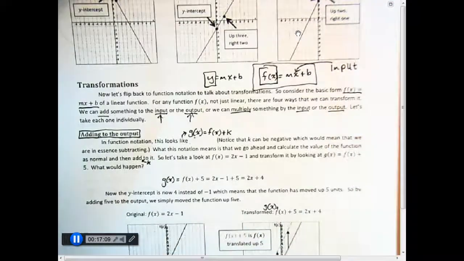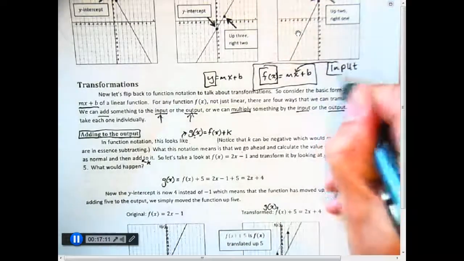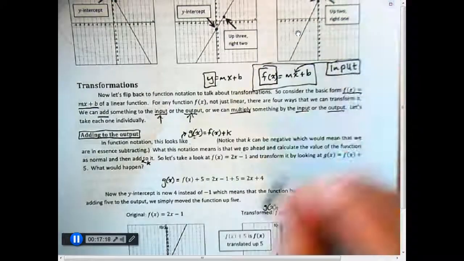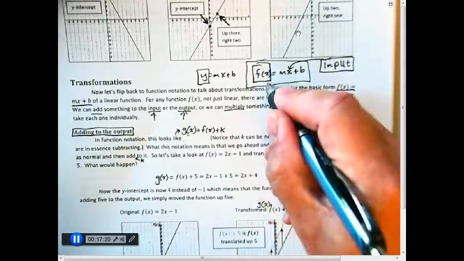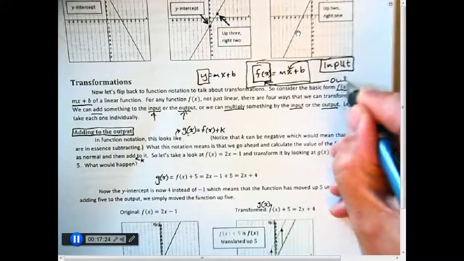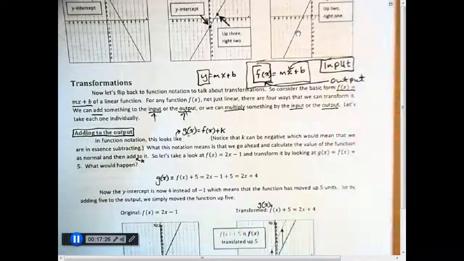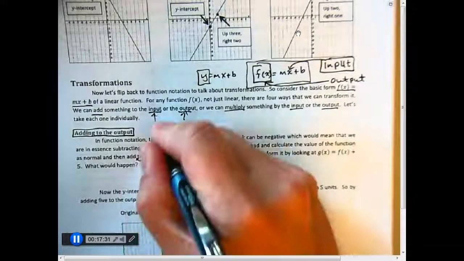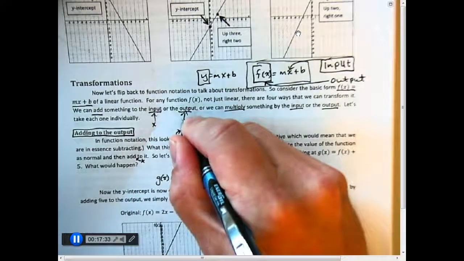That's your input. Yes, if I was taking notes, I would write this down. Important stuff. That's your input. This right here is your output. X is the input, y is the output. Or f of x is the output.